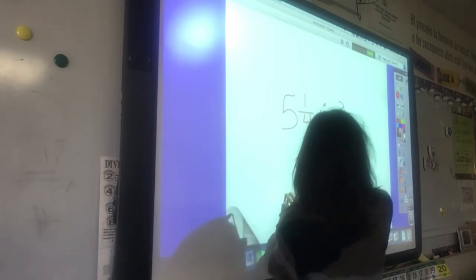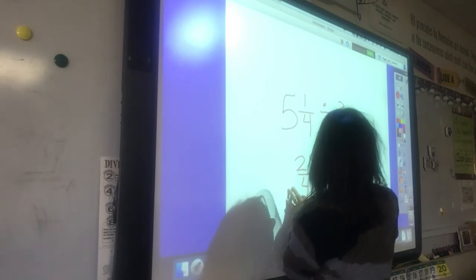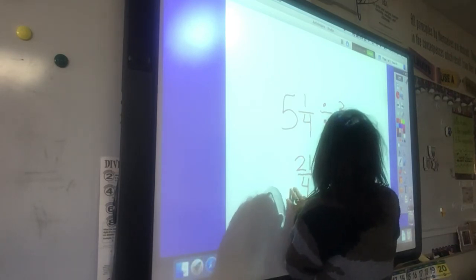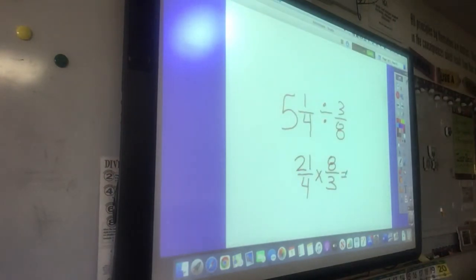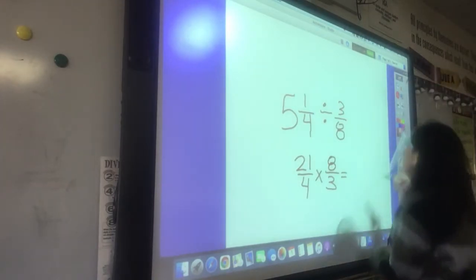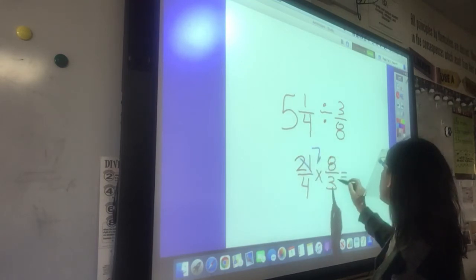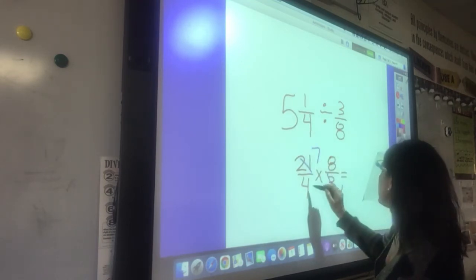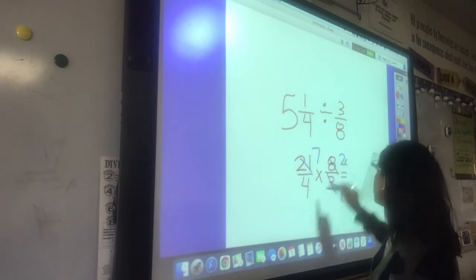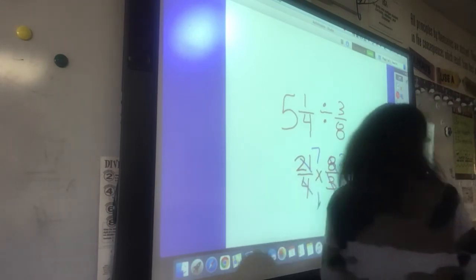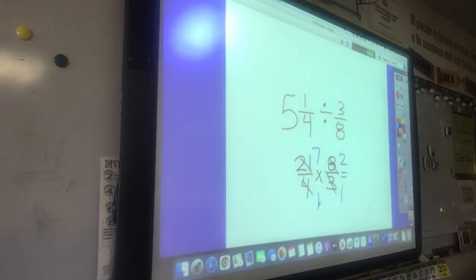Okay, so we keep, we change, and we flip. Okay, and you're able to cancel both ways here because the 4 and the 8 cancel, and the 3 and the 21 cancel. Everything's gonna cancel. So what would we get here, Ellen? So the 21 will become a 7, and then the 3 will become a 1, the 8 will become a 2, and then the 4 will become a 1. Got it. And all we have left is 7 times 2. 14. Oh my gosh.